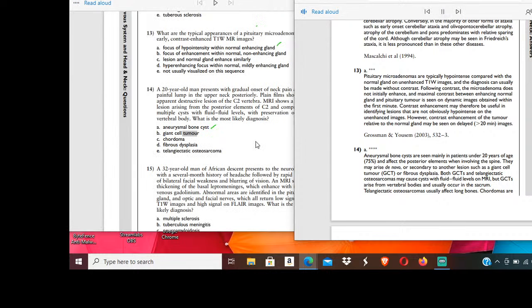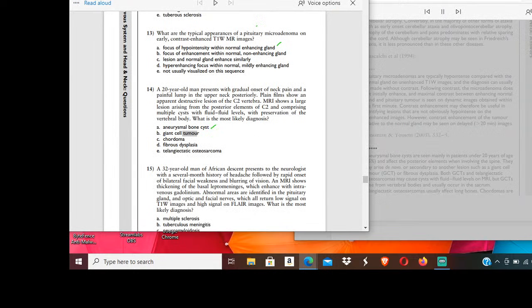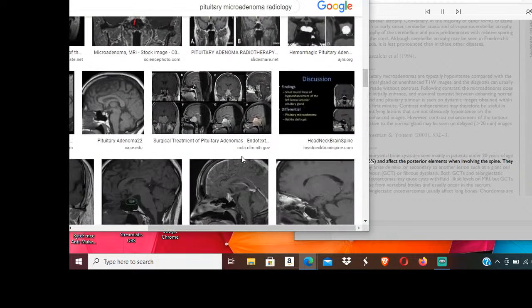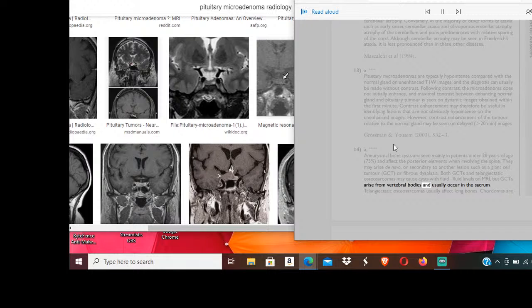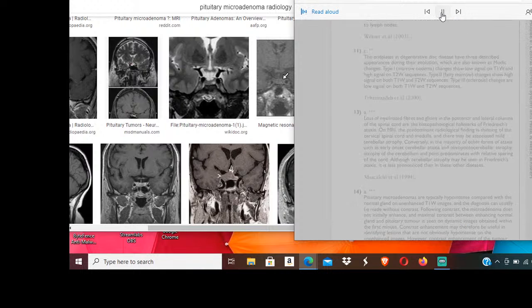Giant cell tumor. 14a. Aneurysmal bone cysts are seen mainly in patients under 20 years of age, 75%, and affect the posterior elements when involving the spine. They may arise de novo or secondary to another lesion such as a giant cell tumor, GCT, or fibrous dysplasia. Both GCTs and telangiectatic osteosarcomas may cause cysts with fluid levels on MRI, but GCTs arise from vertebral bodies and usually occur in the sacrum. Telangiectatic osteosarcomas usually affect long bones.